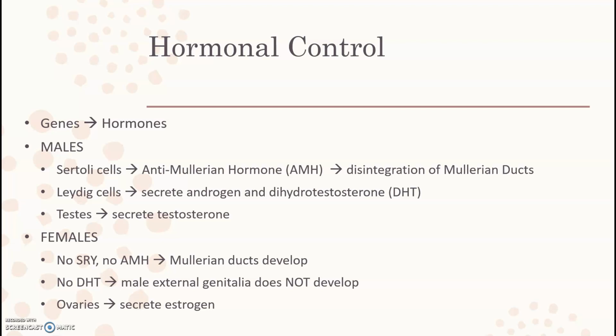Then looking at females, SRY is not present, which means there's not going to be any AMH present, so Müllerian ducts will develop. Because Müllerian ducts are developing and there's no testosterone coming from the ovaries, then the Wolffian ducts will disintegrate. That's a really basic and important picture. The Müllerian ducts develop into the fallopian tubes, uterus, and vagina. And then DHT is not secreted here, so male external genitalia does not develop, which is obviously very important. And as I mentioned, ovaries do not secrete testosterone, they secrete estrogen.